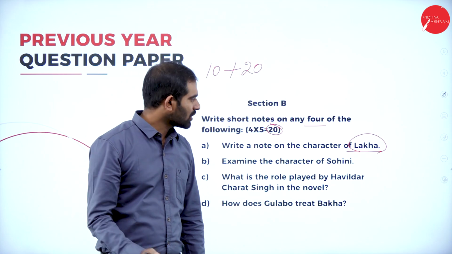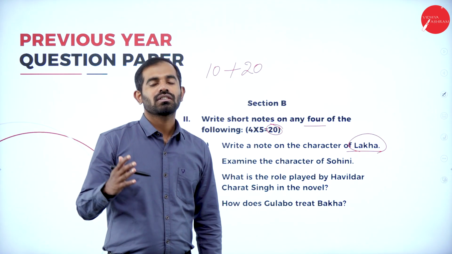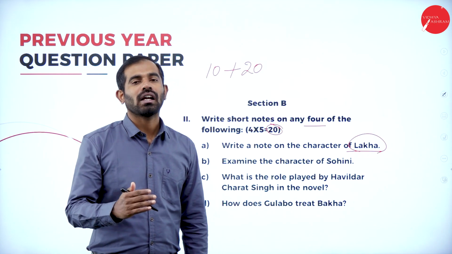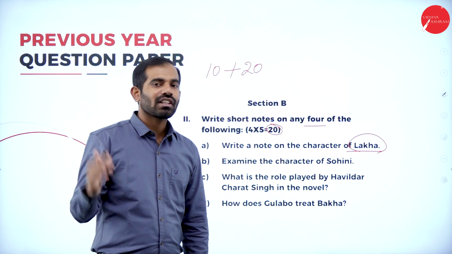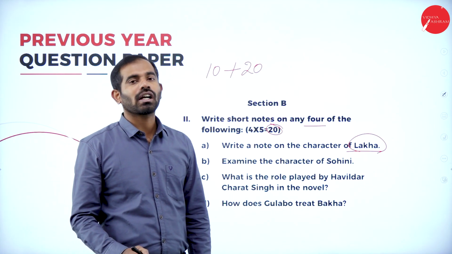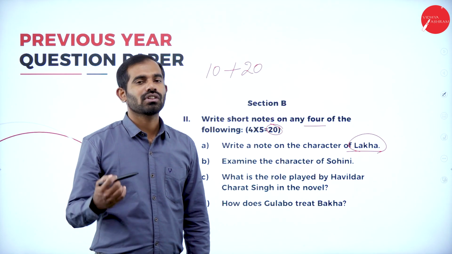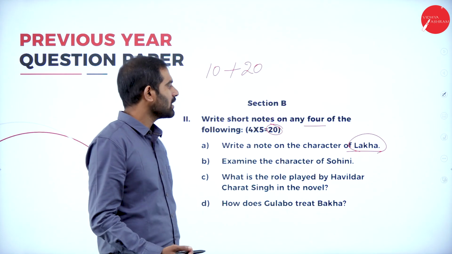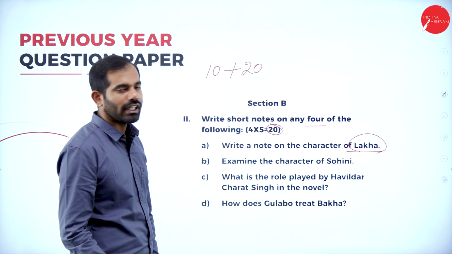He just abuses Bakha again and he says it is better that he doesn't come back home, and let him leave the house immediately. He commands and scolds Bakha to get out of the house and never come back because he was so angry with his son. Next one is, examine the character of Sohini.